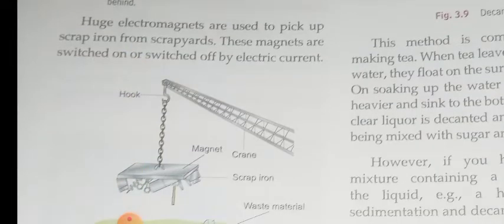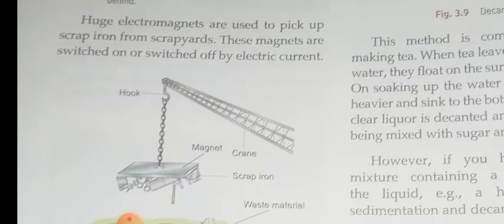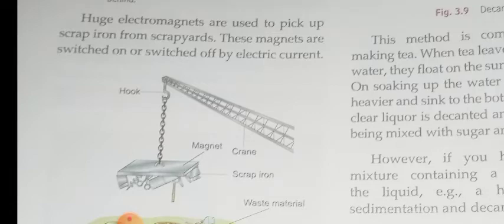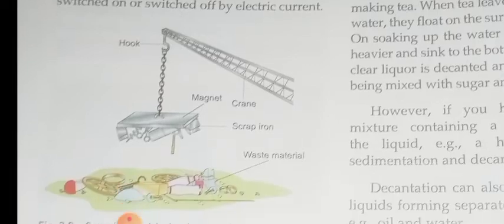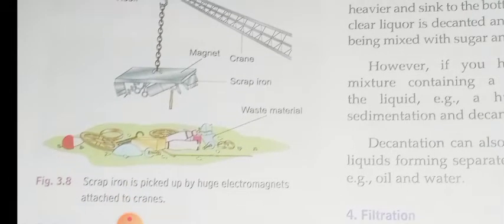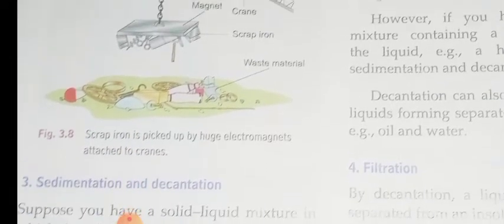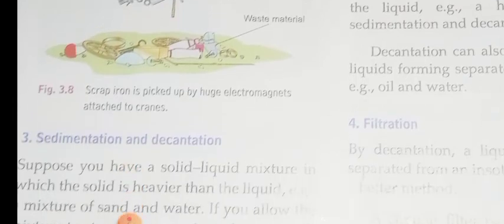And also huge electromagnets are used to pick up scrap iron from the scrap yards. These magnets are switched on or off by using electric current. Okay children, so this is about magnetic separation. Then comes sedimentation and decantation. You might have studied this in your lower classes.